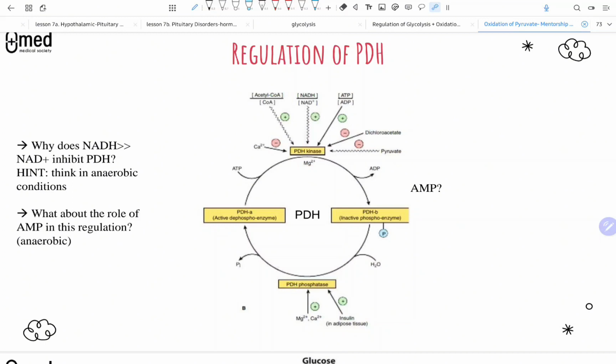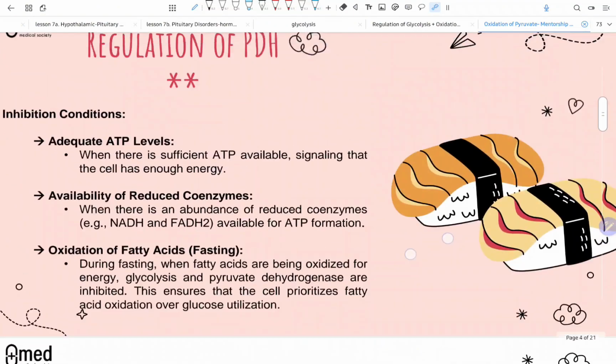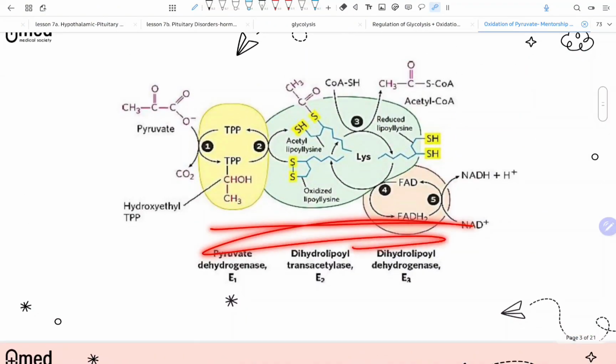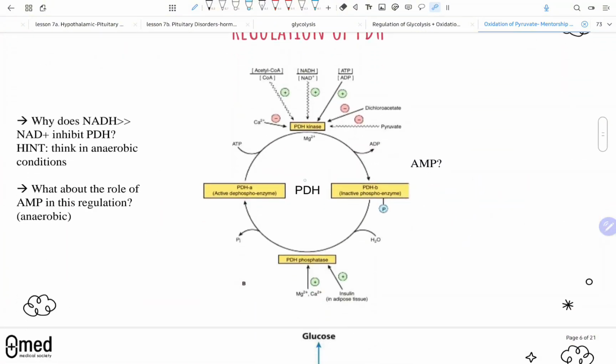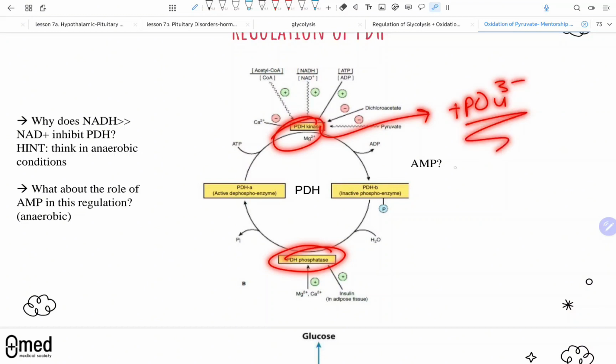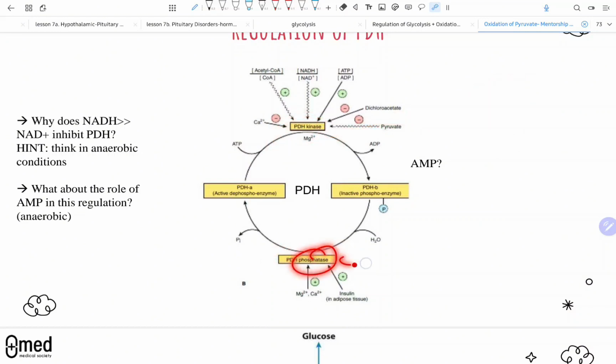Now, this slide is a bit complex, but I'm going to try to make it as easy as possible. Imagine that here we have PDH, this enzyme. Don't forget, we're talking about this enzyme. PDH is in the middle. Now, what are PDH phosphatase and PDH kinase? A kinase is an enzyme that adds PO43- to another enzyme. A phosphatase is one that removes PO43- from an enzyme.